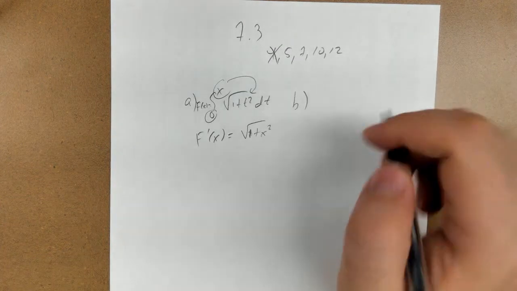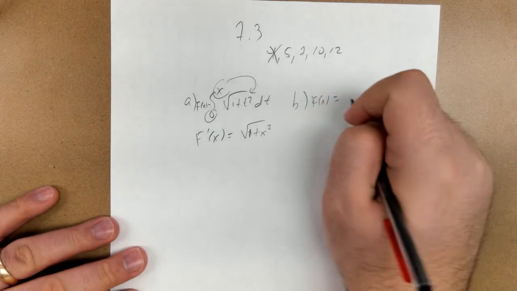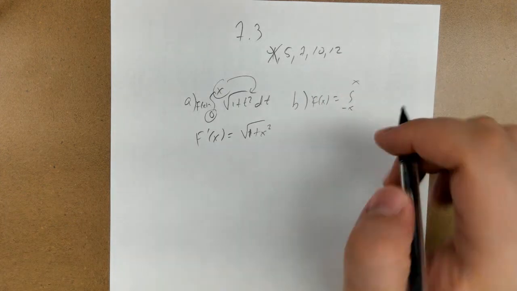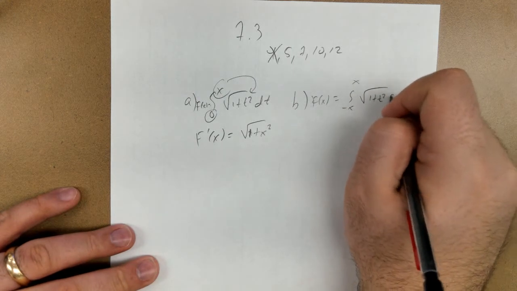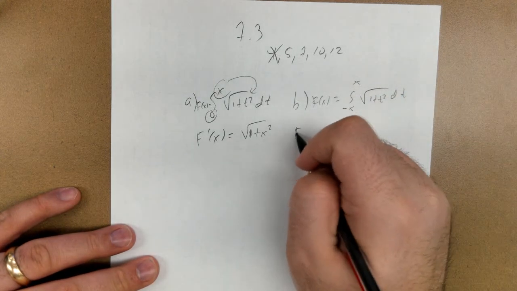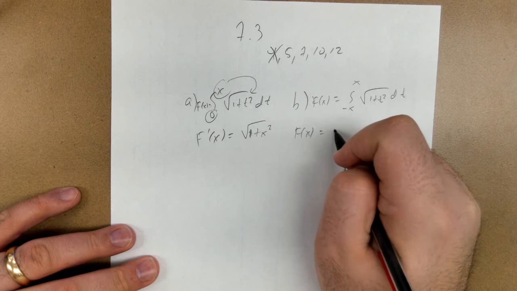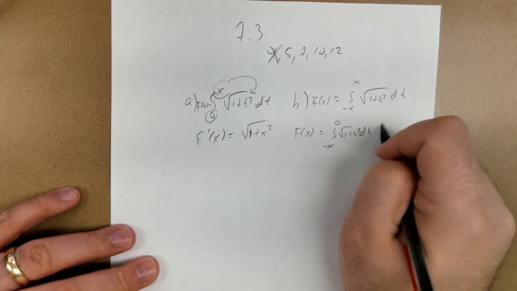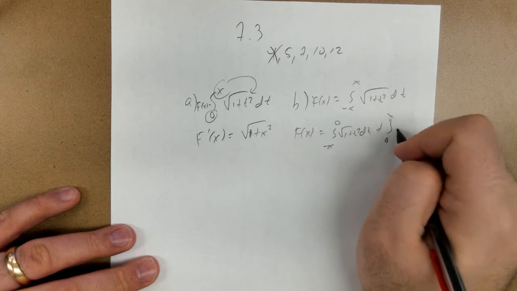B, however, is more complicated. This time the integral goes from minus x to x, and so that doesn't quite fit the formula of the theorem. So what we're going to do instead is split this function up. 0 is in between minus x and x, so I can use integration properties to write these as two different integrals.